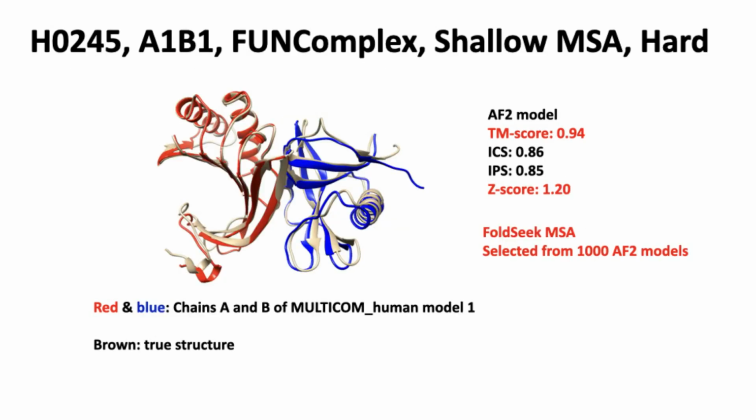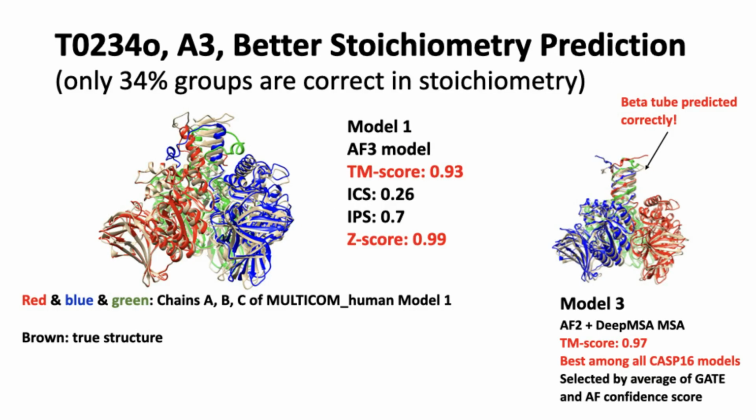This one is a very hard target because it has a very shallow MSA, and we use FoldStick to generate a better multiple sequence alignment. We produce these structure models using AF2, and it's better than the AF3 model. Because we have better stoichiometry prediction, we predicted the trimer correctly. Model 1 is already very good, but the best model is model 3. It can predict these beta tubes correctly, using our own deep MSA generated alignment.